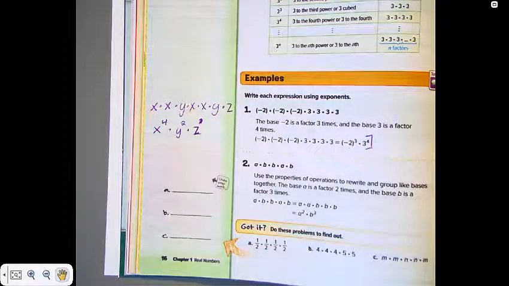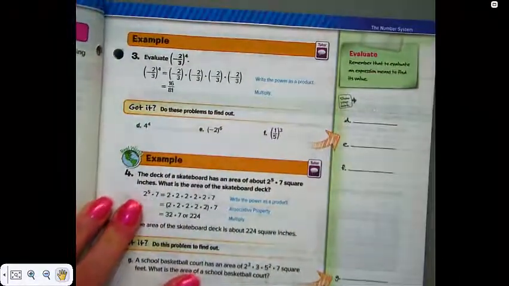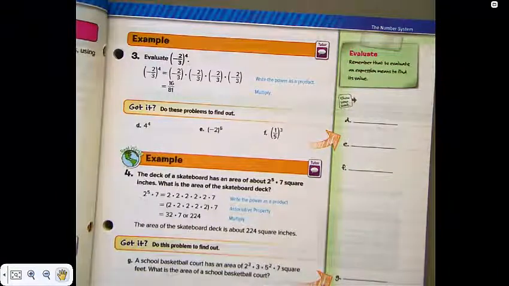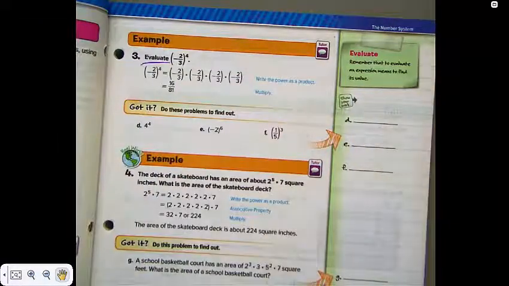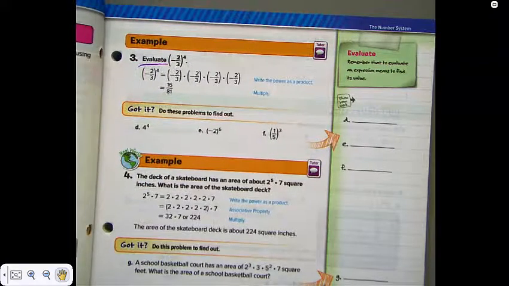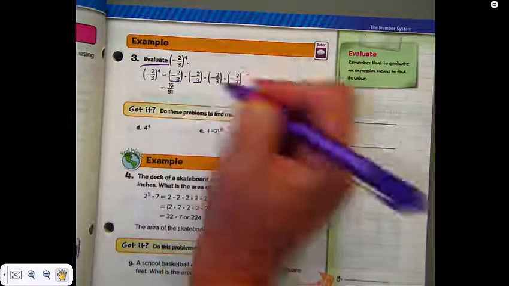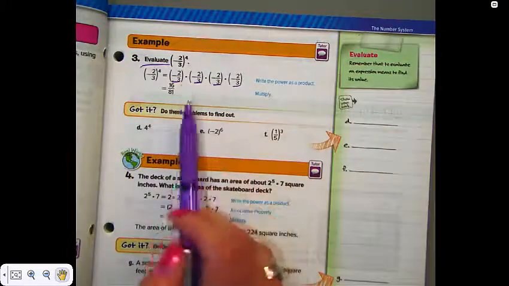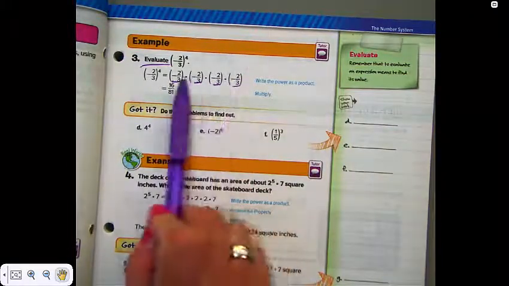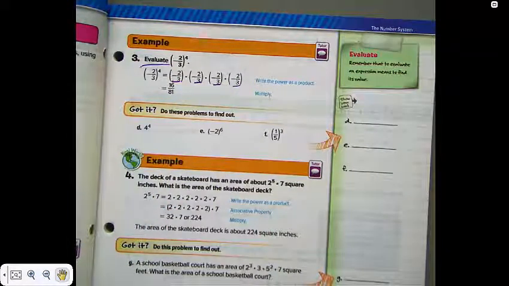All right, guys, let's move on to page 17. And we're on example 3, and it says evaluate. Anytime you see the word evaluate, that means to solve. So we want to solve this problem. It says I'm taking a -2/3 to the 4th power. That means I'm taking a -2/3 times a -2/3 times a -2/3 times a -2/3. I'm taking the 2's times each other 4 times, and I'm taking the 3's times each other 4 times.